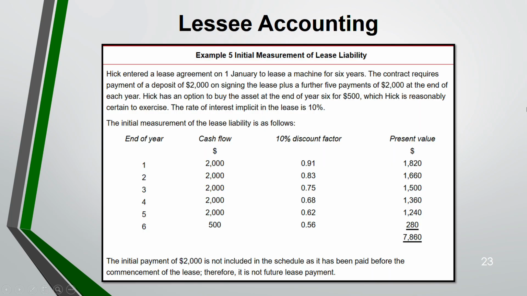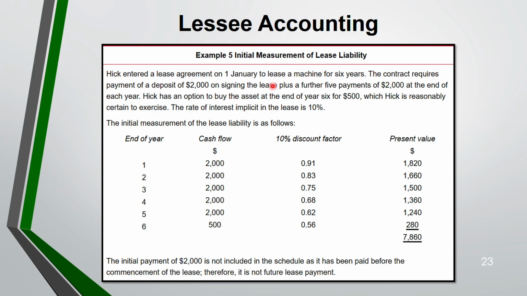Next, let's see example 5, initial measurement, and then we'll see the examples for subsequent measurements also. This will make it pretty easy for you. So here you have been given about Hick who is entering into a lease agreement for 6 years. It's about a machine and they have deposited 2000 when they have signed the lease, and also a further 5 payments of 2000 at the end of each year.